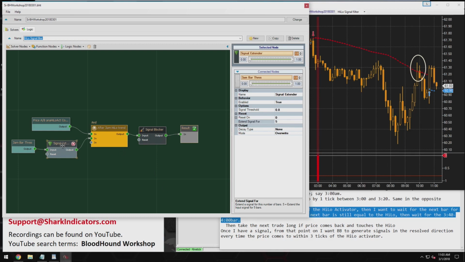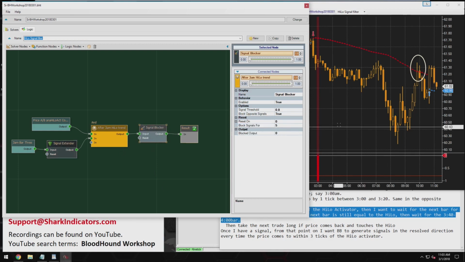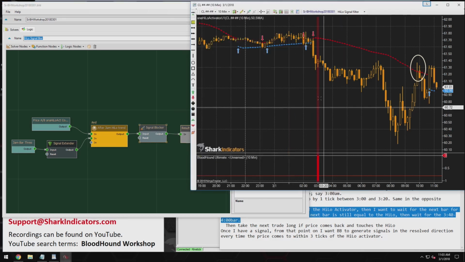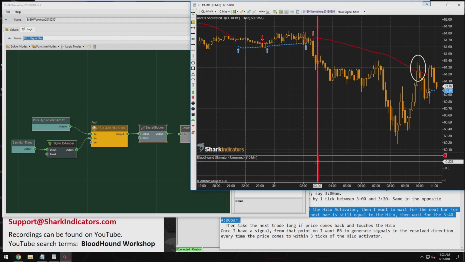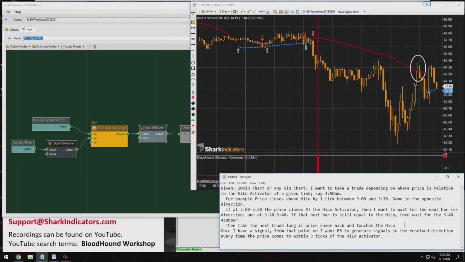So with the signal extender and the signal blocker together, we now end up with just that one signaling bar. So this signaling bar is essentially telling us the trend of the high-low indicator at that point in time. And now we can move on to this next part.